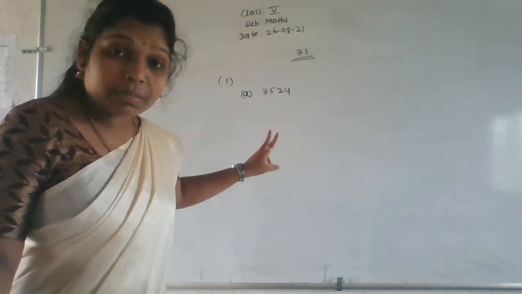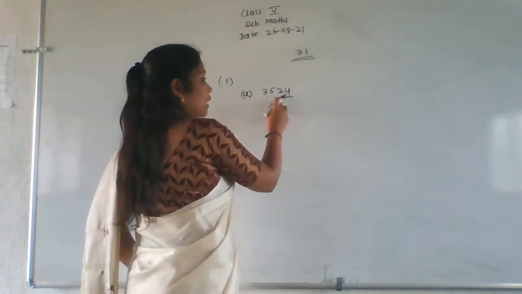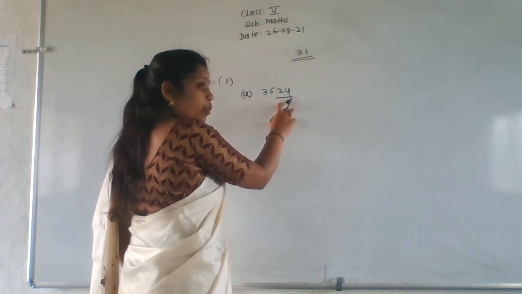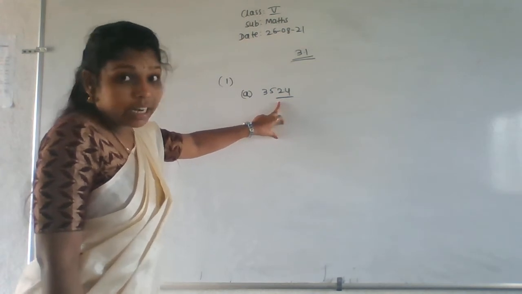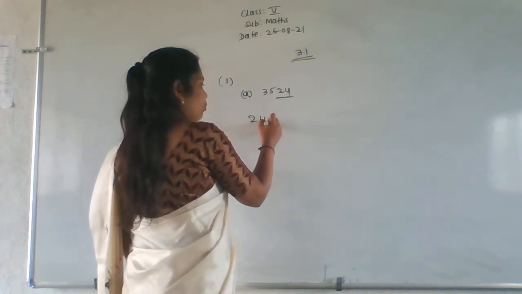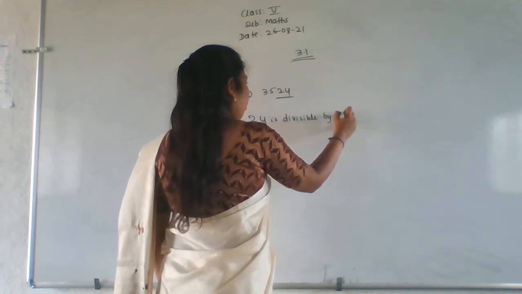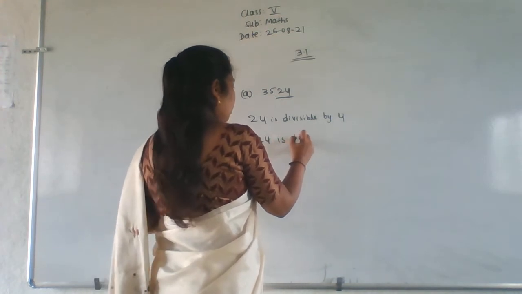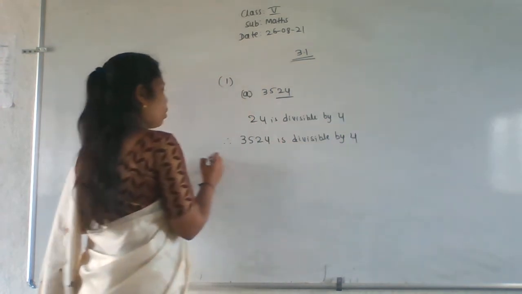What is the divisibility test for 4 here? The last two digits must be divisible by 4. So what are the last two digits here? That is 24. Whether it is divisible by 24? Sorry, 4. See here, 24 is in the 4 table. Yes, 4 6s are 24. So 24 is divisible by 4. Therefore, 3524 is divisible by 4. Like that you have to write.